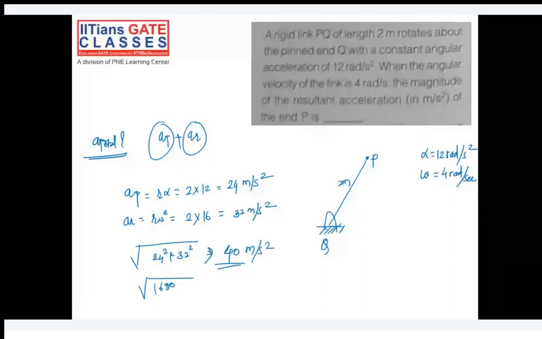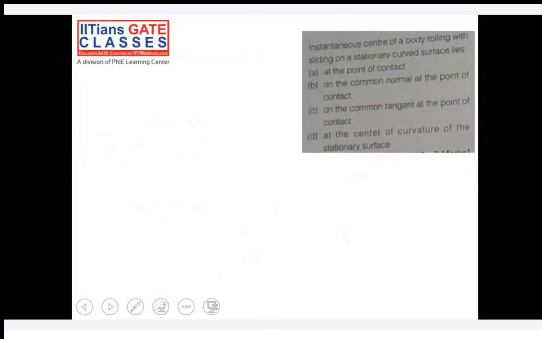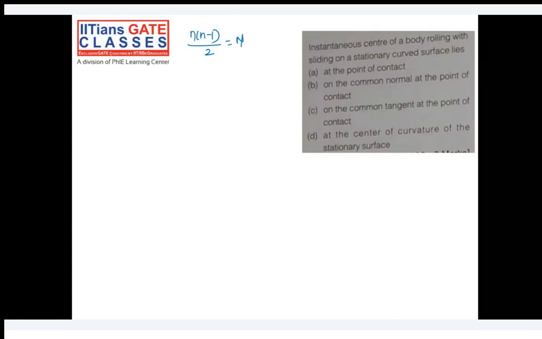Yeah. So I think more or less you should be able to solve questions now, coming to normal acceleration or Coriolis component and all. Okay. So think on this new question. This is on instantaneous center. How many instantaneous centers are there? n into n minus 1 divided by 2. This is the total number of instantaneous centers, where small n is the number of links. What is the question? The instantaneous center of a body rolling with sliding on a stationary curved surface lies.